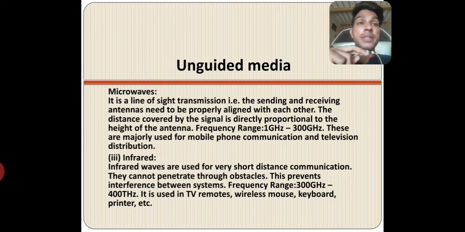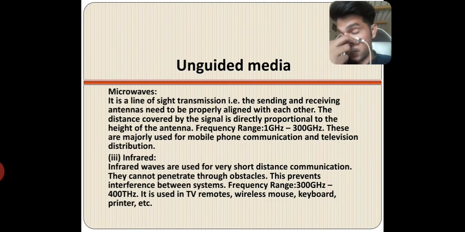And the second type of unguided media is microwaves. So what is microwaves? It is a line of sight transmission. The sending and receiving antennas need to be properly aligned with each other. The distance covered by the signal is directly proportional to the height of the antenna. Frequency range 1 GHz to 300 GHz. These are majorly used for mobile phone communication and television distribution.